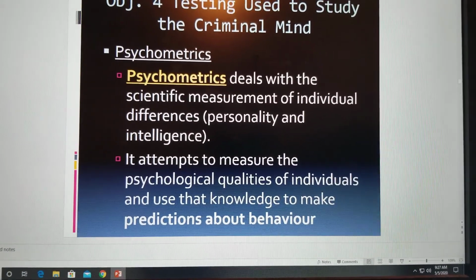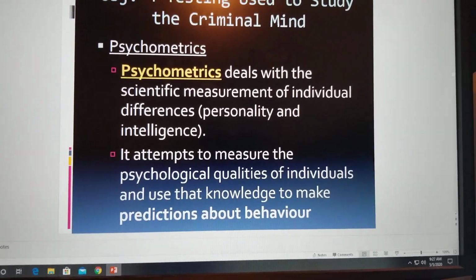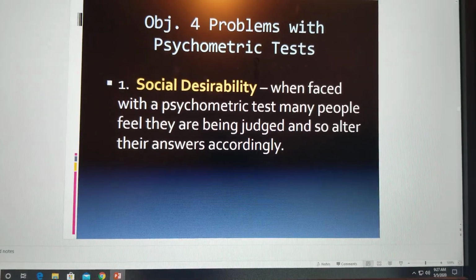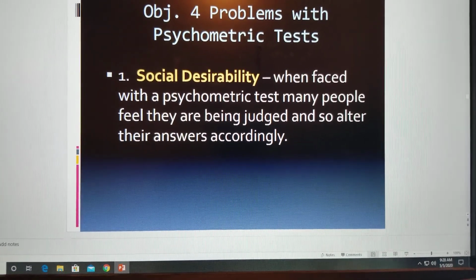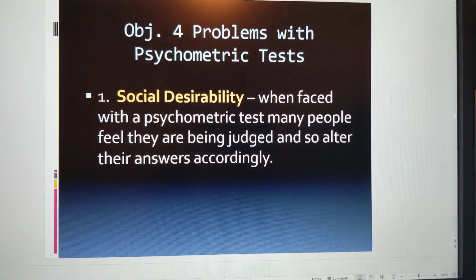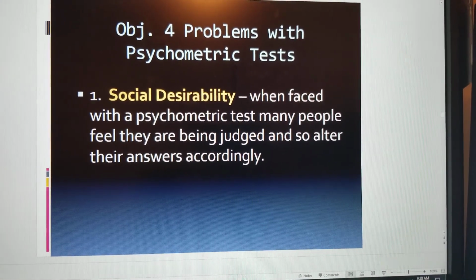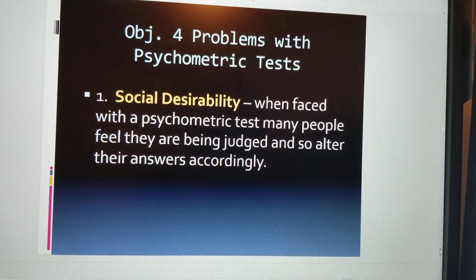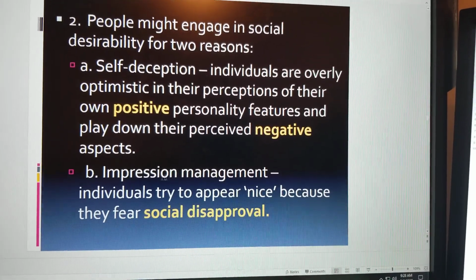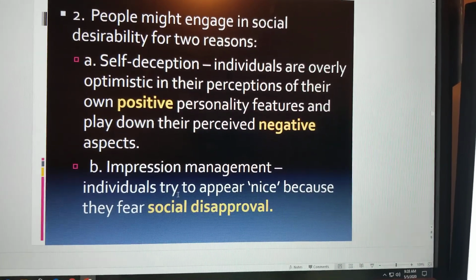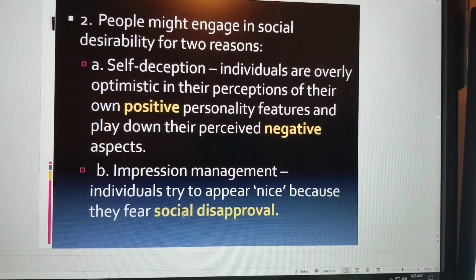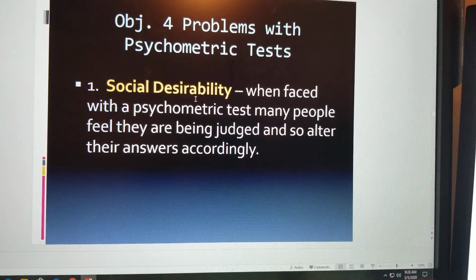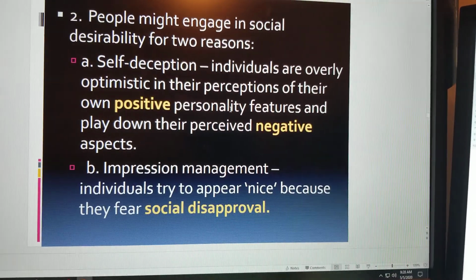Now, there's definitely problems with psychometric testing, big time. When it comes to psychometric testing, there is a tendency for people to want to change their answers. One, they're either being judged and they don't want people to see how they really would react. That goes along with impression management, where individuals try to appear nice because they fear social disapproval. So that's huge. Now, the other example of social desirability is that you flat out are deceiving yourself.